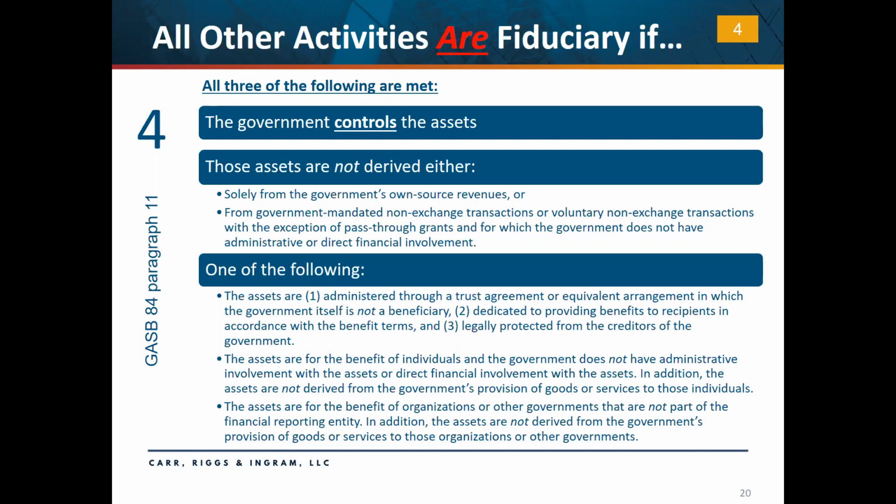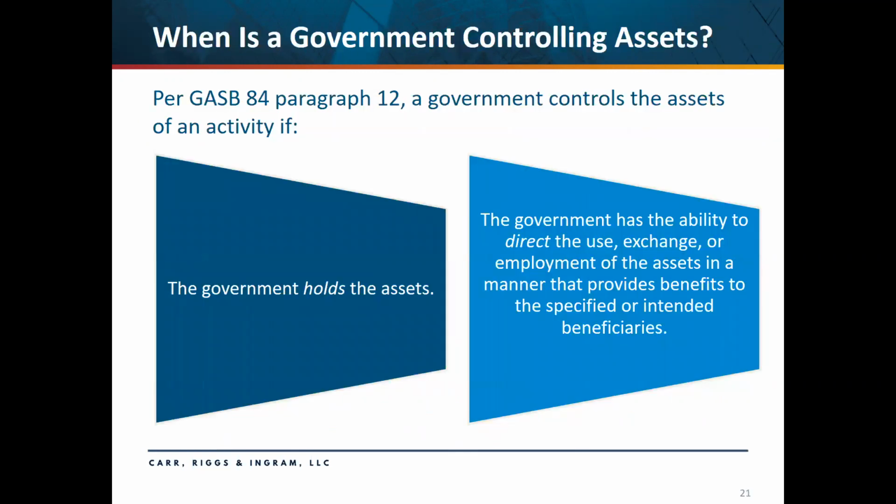So on this next slide, it should talk about the government holds the assets. Under paragraph 12 of GASB, it says that the government is going to control the assets if it has the ability to hold them and has the ability to direct the use or exchange of those assets. So the government holds them and can tell you how to use them. What you're doing is signing a check, you're the one who's responsible for those funds. When I think of school districts, those activity funds are being held by the government, and you're writing the checks to where they're supposed to be specified to.